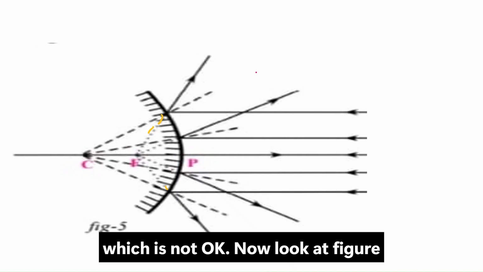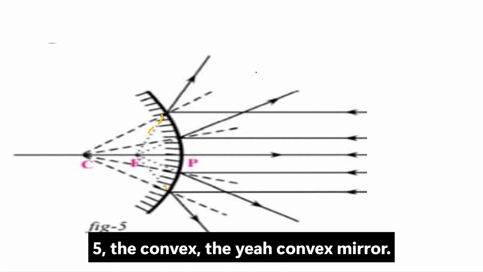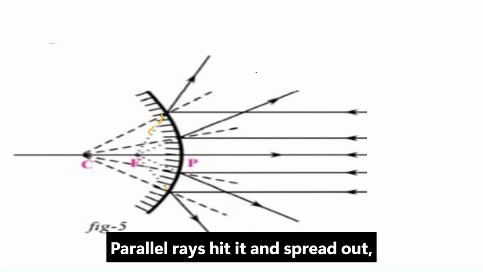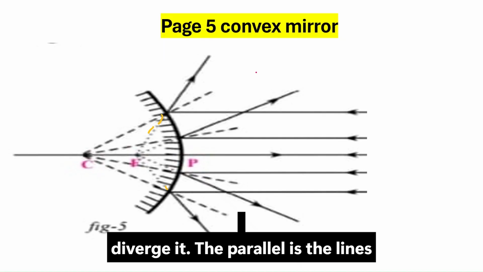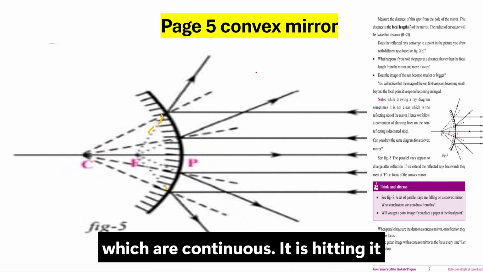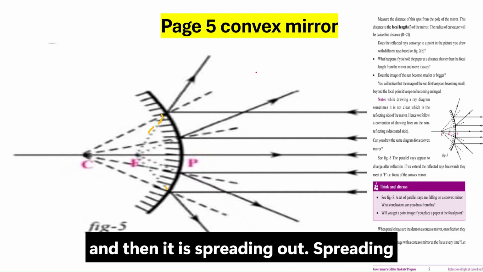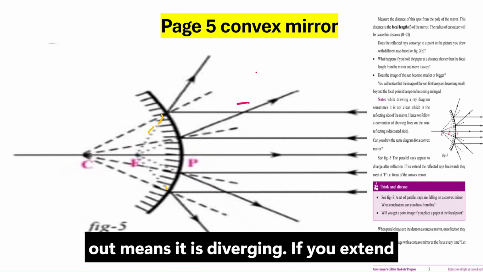Okay, now look at figure 5, the convex mirror. Parallel rays hit it and spread out, diverge. Okay, the parallel rays, the lines which are continuous, it is hitting it and then it is spreading out. Spreading out means it is diverging.